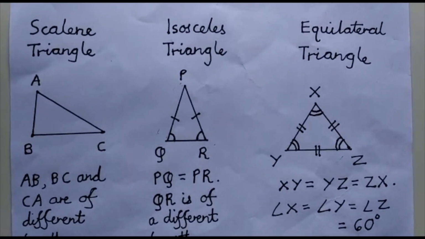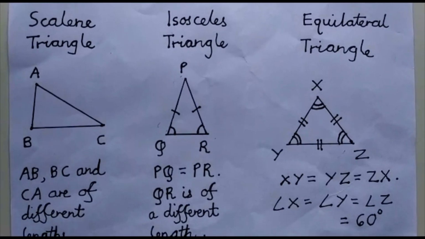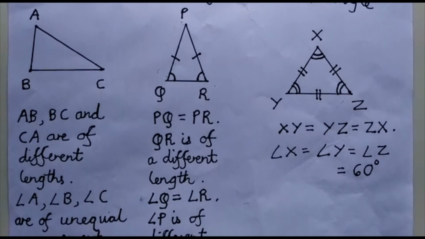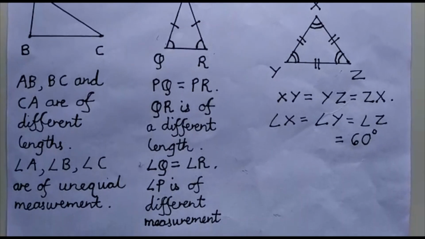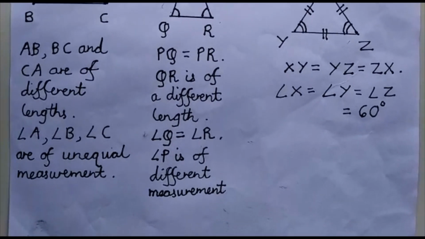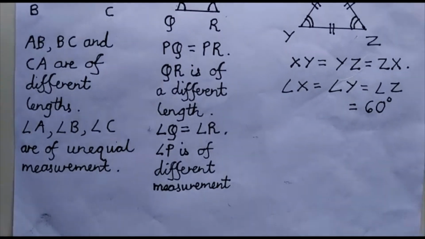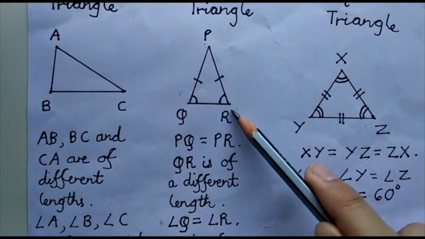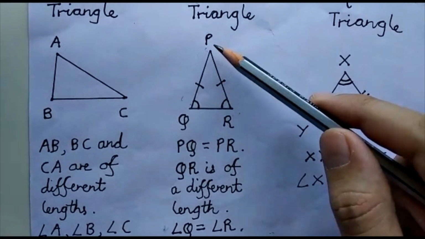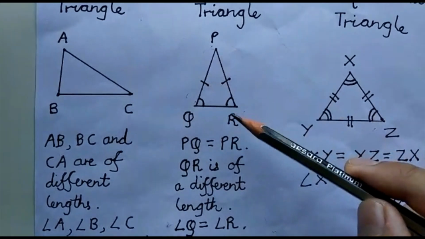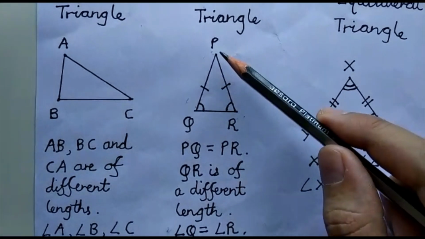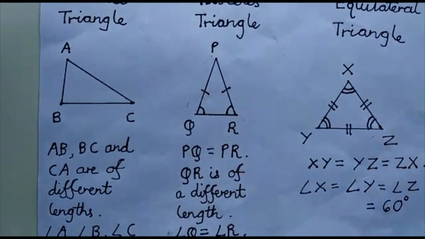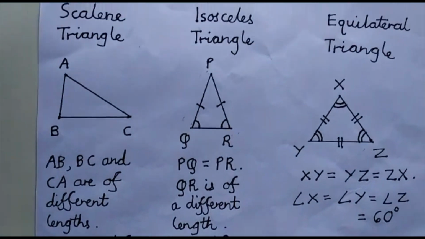The second type of triangle is an isosceles triangle. This is a triangle in which two out of the three sides of the triangle are equal to each other, while the third side is not equal to those two. Also, the angles opposite the two equal sides are equal to each other, while the third angle is not equal to those two. So if we have a triangle PQR in which PQ equals PR, and angle PQR, which is the angle opposite PR, and angle PRQ, which is the angle opposite side PQ, are equal to each other, then we call this type of triangle an isosceles triangle.